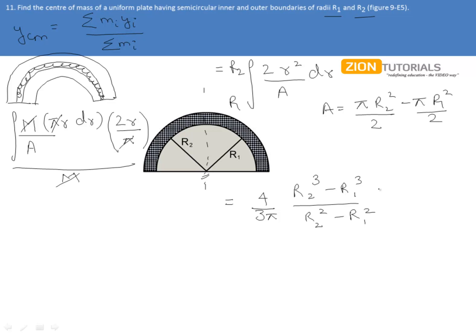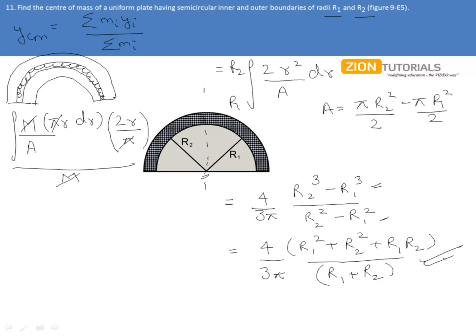Now let us factorize both of these. We will be having the term r2 minus r1 in this and r2 minus r1 in this, and both will cancel out. Remaining will be r1 square plus r2 square plus r1 r2 upon r1 plus r2, because the r2 minus r1 factor has been cancelled from numerator as well as denominator. So this is the answer for this question.